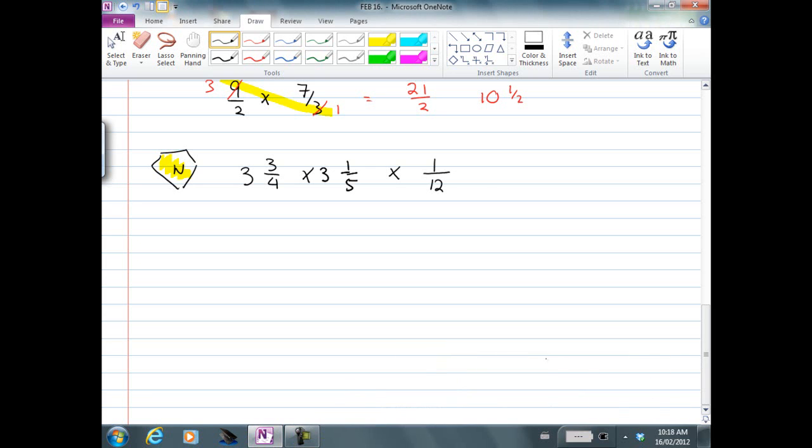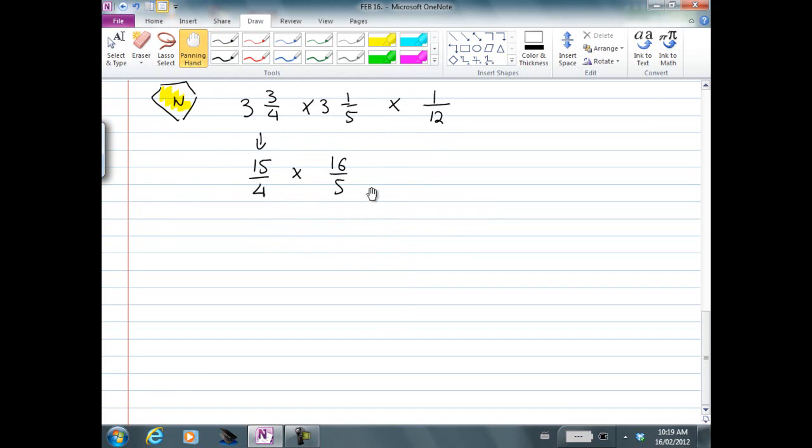I have 3 3/4, so let's convert this. Aldrin, 3 3/4. What does that equal to? 15/4 is correct. Times, Devin, 3 1/5. 16/5 is correct. Now, before I go times 1/12, I'm going to stop and make my life easier by just solving this part right now.